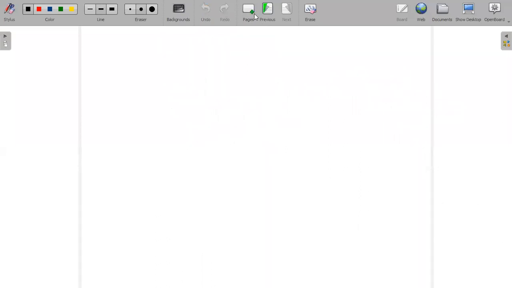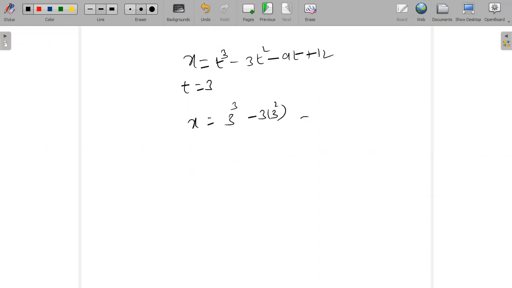Now you substitute in all the equations. What are the equations you have? x is equal to t cube minus 3t square minus 9t plus 12. What is the value of t now? 3. Substitute, you will find the position: 3 cube minus 3 into 3 square minus 9 into 3 plus 12.